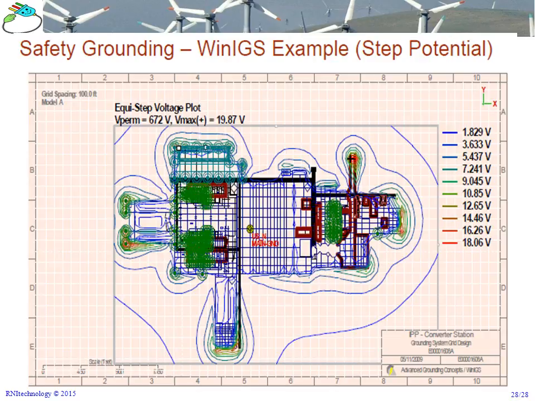The last step in the design is coming up with the gradients of the step potential, which range as low as 1.8 volt and as high as 18 volt, and those numbers are much lower than the permissible voltage of 672 volt.